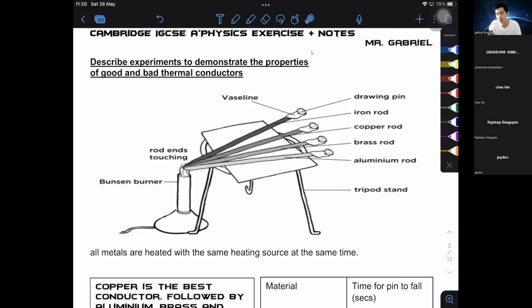So the concept of this experiment is very simple. As soon as we start heating up all these 4 different metals, heat will conduct in these metals at different rates, and whichever one is the best conductor of heat, the heat will travel the fastest, melt this Vaseline here, and cause this pin to drop. In other words, whichever metal has the drawing pin drop the fastest, that is essentially going to be the best conductor of heat.